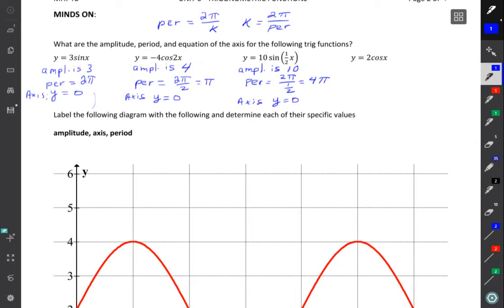And finally, this last function, which is simply in terms of cos, but similar to this function here, where there's only the a value that's transforming this function. So the amplitude is 2. The period, because there's no k value, the period is equal to 2 pi. And once again, it's true for all of these. There's no c value or vertical translation, so the axis is y equals 0.